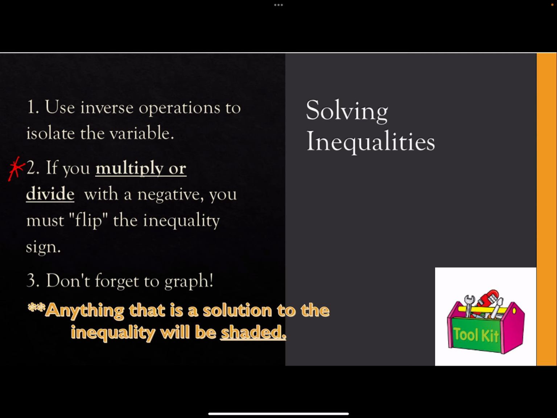Whenever you multiply or divide with a negative number, so it's not just because you're multiplying or dividing, if you're multiplying or dividing with a negative number, you flip the inequality symbol. Meaning, if it was a less than, it turns into a greater than. If it was a greater than or equal to, it turns into a less than or equal to. And then after you finish solving for x or for the variable, you're going to graph your solution. Anything that is a solution to the inequality is going to be shaded.